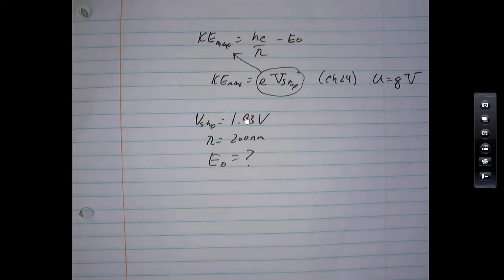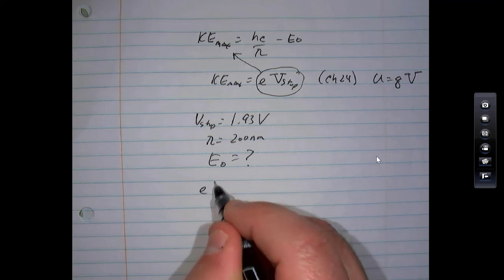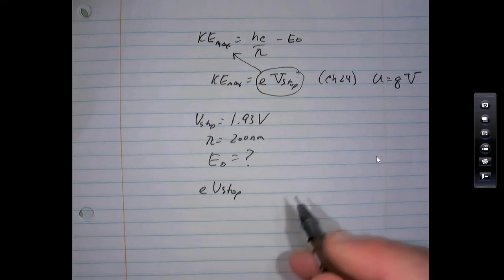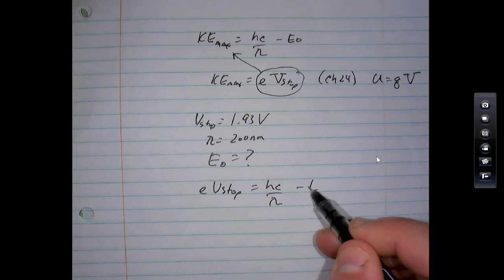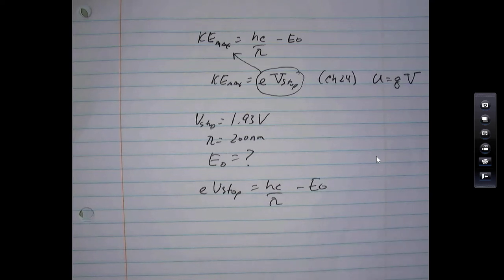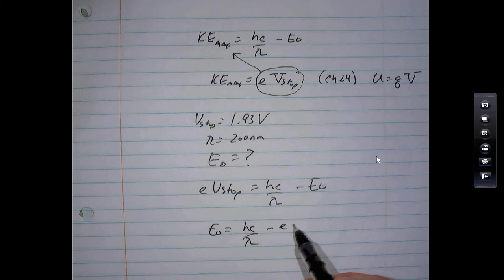They're asking, what is the metal? Well, if we could figure out the work function, then we could deduce what metal it actually is. So E times V stop is hc over the wavelength minus the work function. A little bit of algebra: the work function, putting it over here, is equal to hc over the wavelength minus E times V stop.